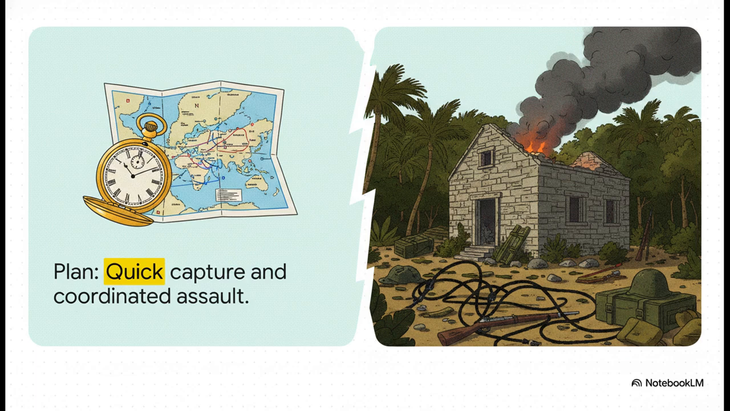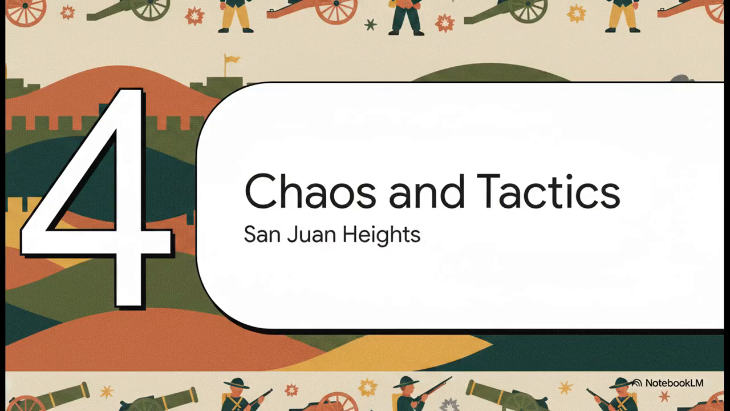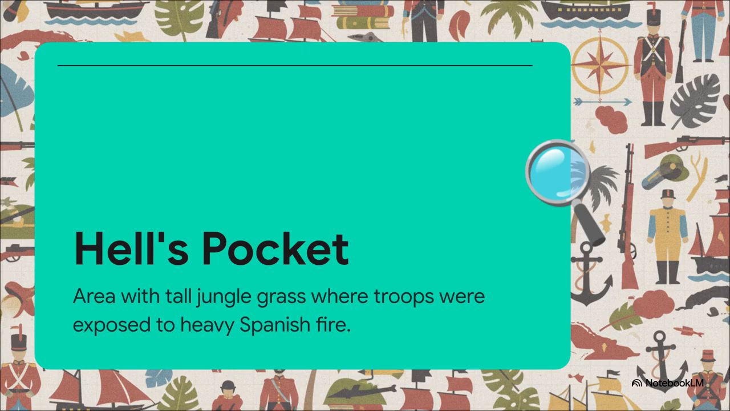It just morphed into this disjointed, uncoordinated crawl directly under the sights of Spanish Mauser rifles. Section 4. Chaos and Tactics at San Juan. The situation on the ground swiftly deteriorated into a total tactical nightmare, specifically in a horribly congested staging area the soldiers grimly nicknamed Hell's Pocket.